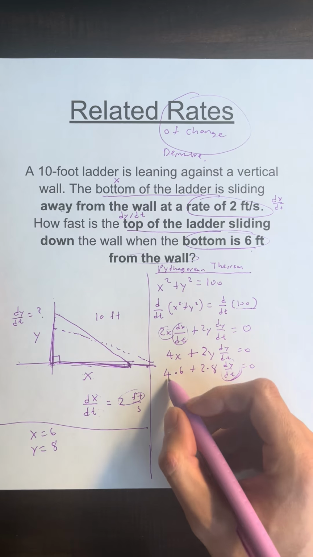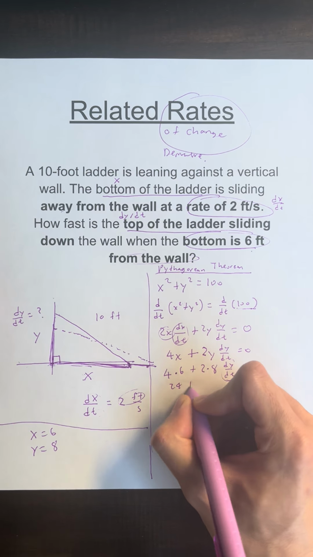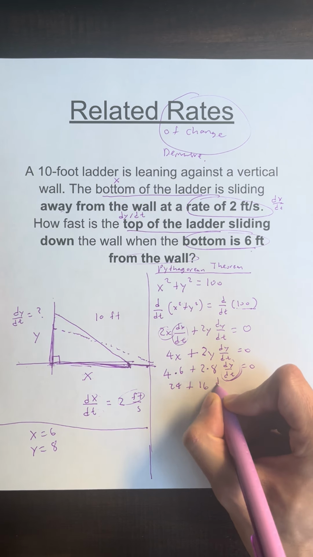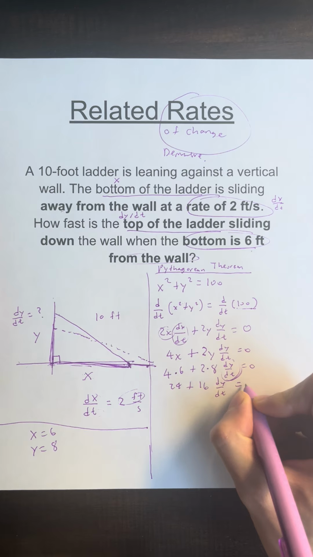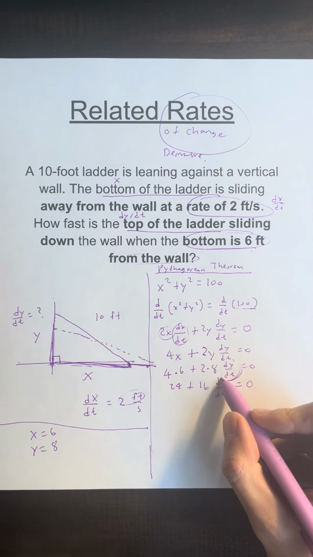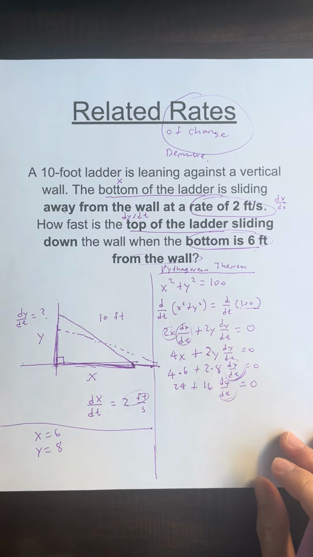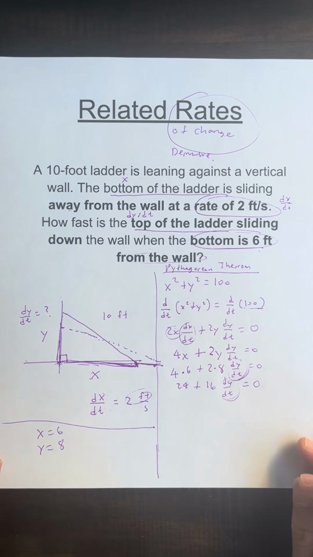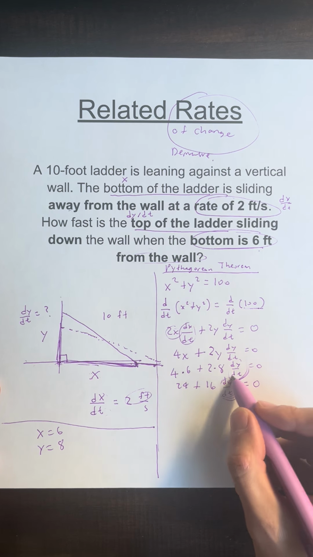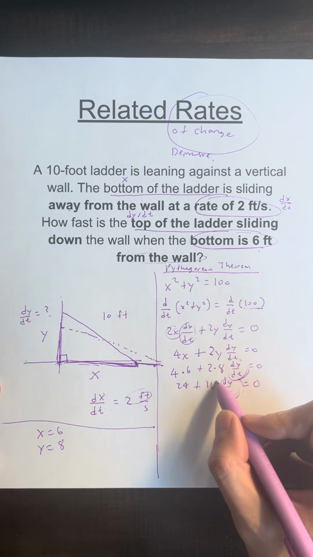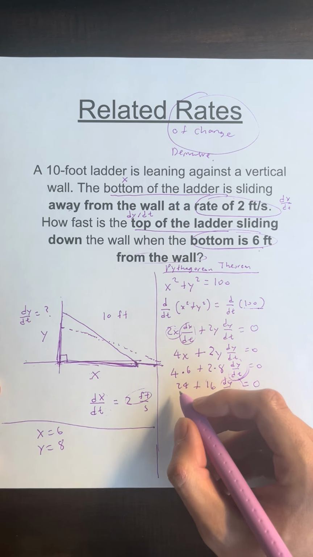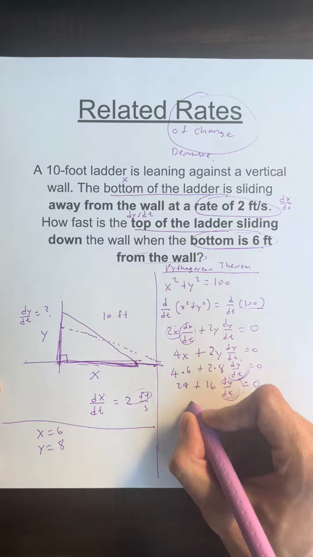Okay, before we do that, 4 times 6 is 24, and 2 times 8 is 16. How do we get dy dt by itself? Before I can get dy dt by itself, I need to get this by itself. So we need to subtract 24 from both sides of the equation.